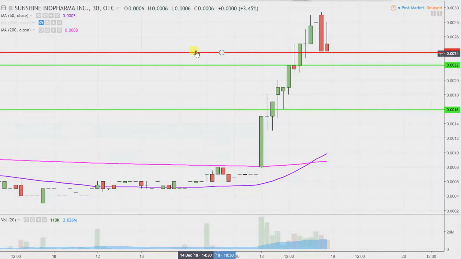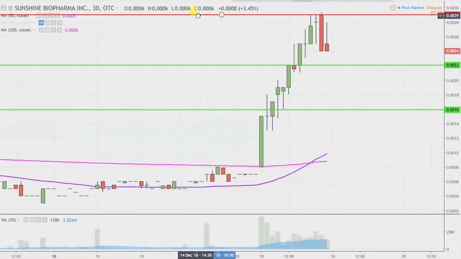What about levels of resistance? As far as where the sellers are currently hanging out, they've made themselves pretty apparent right up there at 0029. So that area up there at 0029 will be public enemy number one going forward.